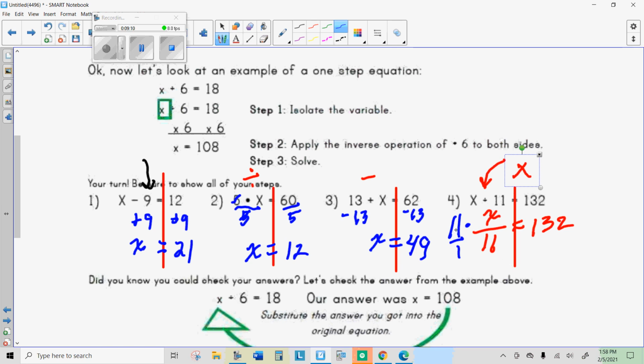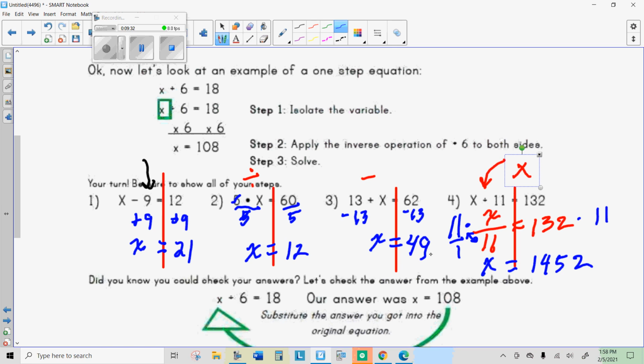If you take 11 times x and then divide by 11, basically you have 11 divided by 11 right here, which is 1 times x, which is just x. Whatever you do to one side, you do to the other, so we're going to multiply that by 11. And when we do that, we get 1,452.